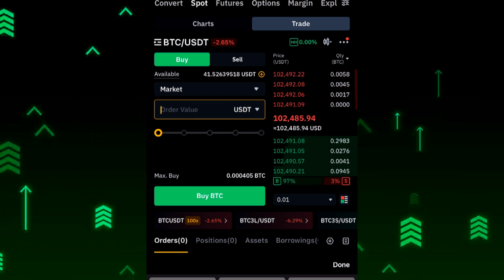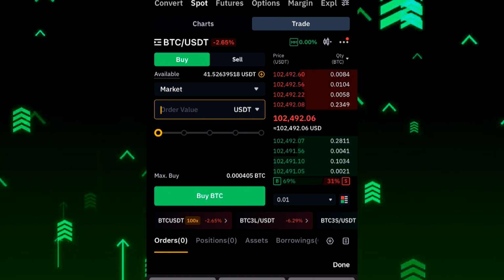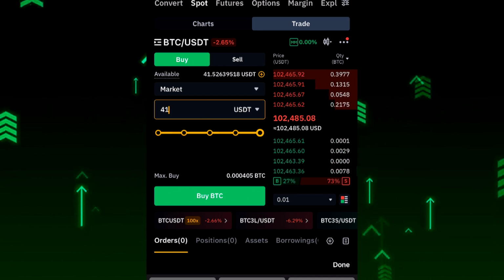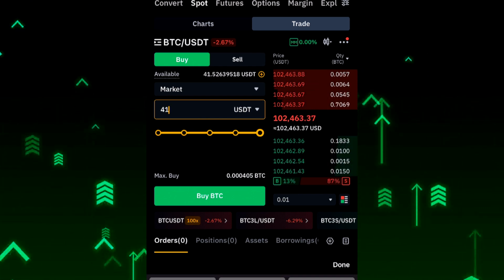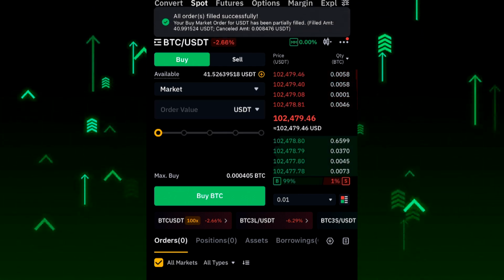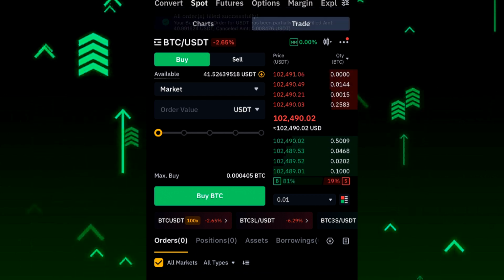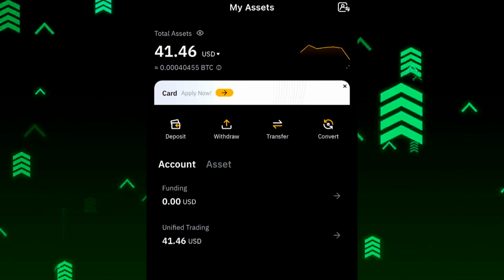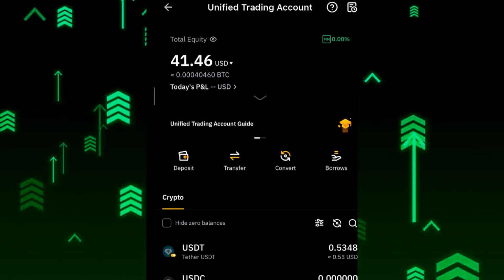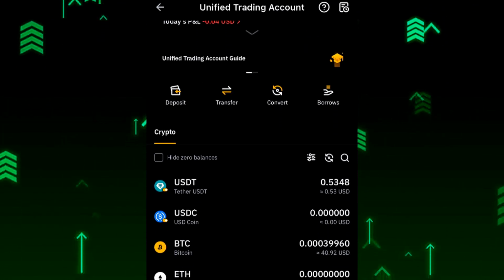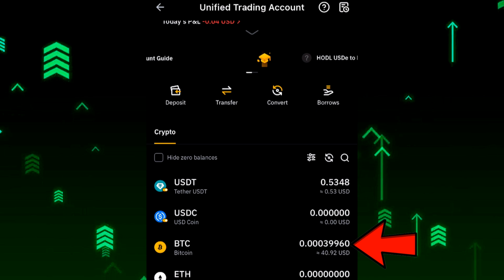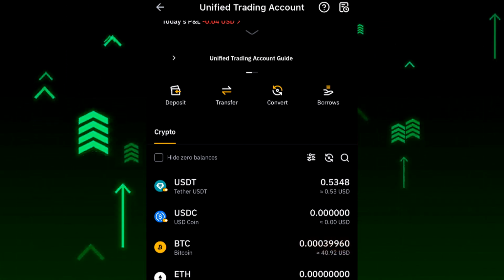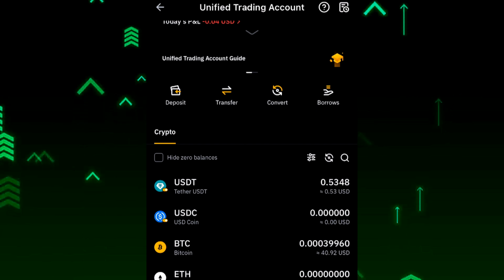So it's going to ask you how much USDT you want to use to buy. That is, how much worth of USDT do you want to use to buy Bitcoin at this market price? And for us, we have $41. So if I type in $41 and I buy BTC, it loads up and you see it here, all orders are filled successfully. It means that if I come back to my asset and click on this one that is called unified trading, you'll notice I now have some Bitcoin. Let's allow it to load up. You can see it here. I now have some BTC here, about $40.92.